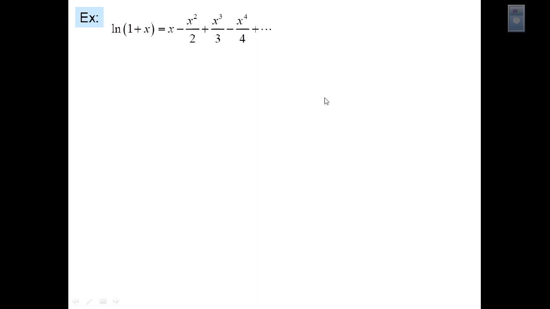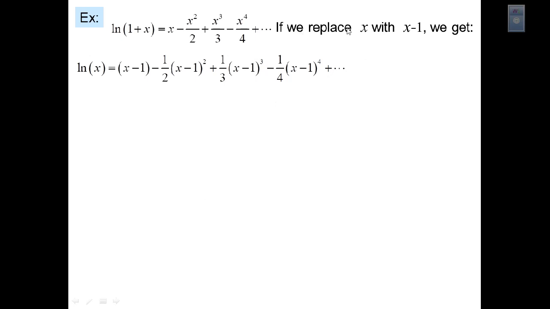All right, so let's do an example here. We've got the natural log of 1 plus x, and here's our series right here. If we replace x with x minus 1, we're going to get this.